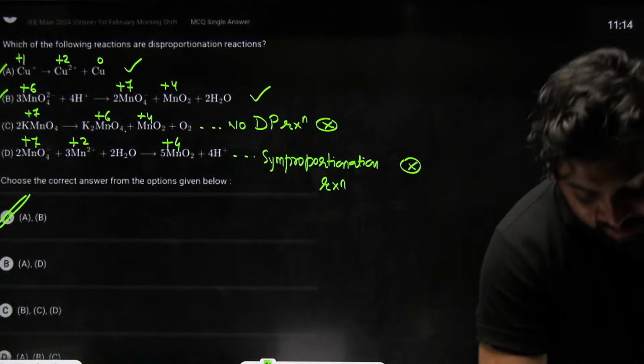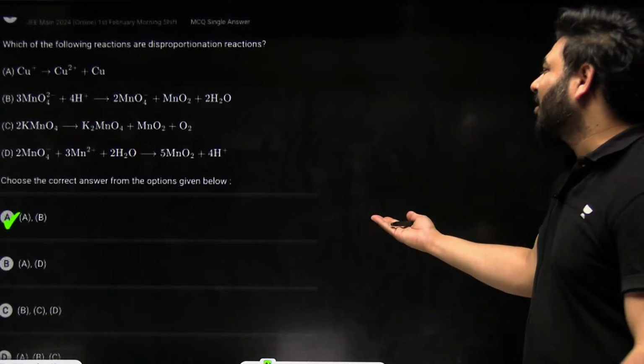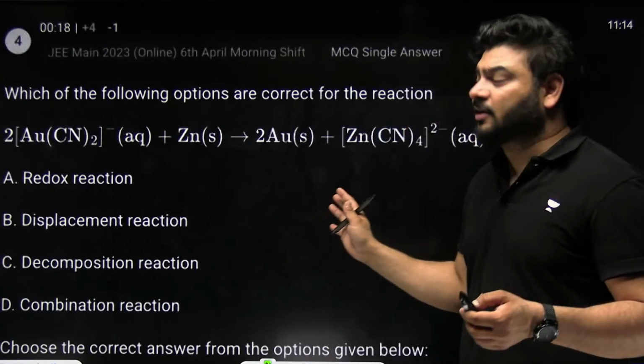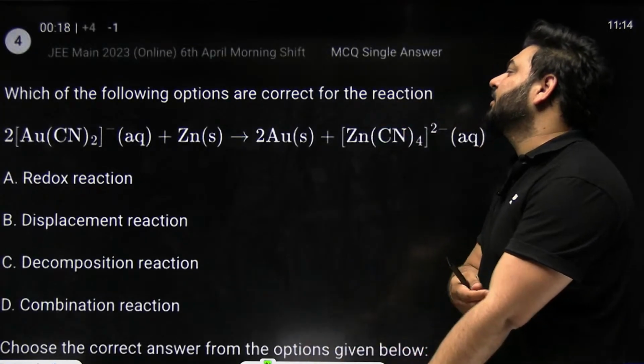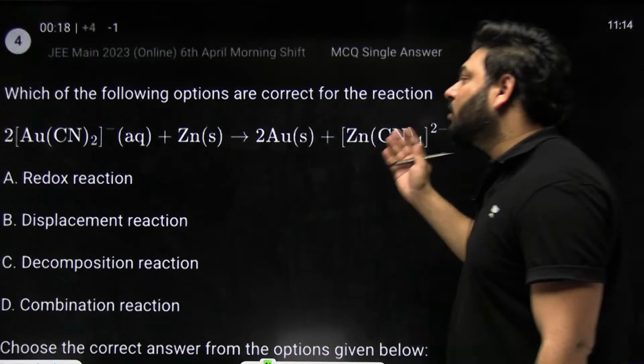Okay, now I'll take you to the next question of the day, everybody. We have A as the correct answer here. Of course, if we are submitting some answer, it will be correct only. It's very easy, this chapter is highly easy. We have a question: which of the following options are correct for this reaction? What is this reaction, guys?